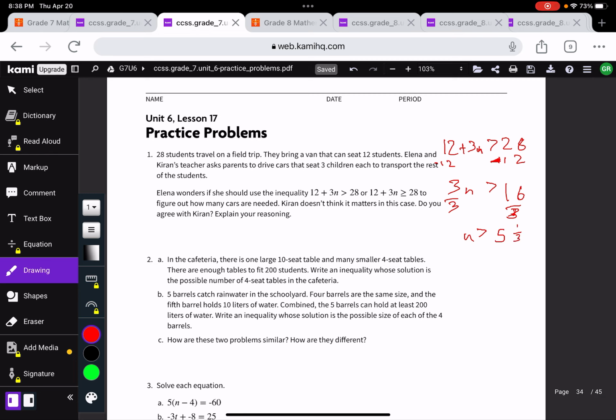So maybe Karen is saying it doesn't matter because she knows n has to be greater than 5 and a third, and saying that it's equal to 5 and a third isn't going to matter because no matter what, we need 6 cars. So whether you say it's greater than or equal to, no matter what, we have to round up. So maybe that's what she is thinking, saying, well, wait a second, if we're going to need 6 cars regardless, what difference does it make if it's greater than or equal to?